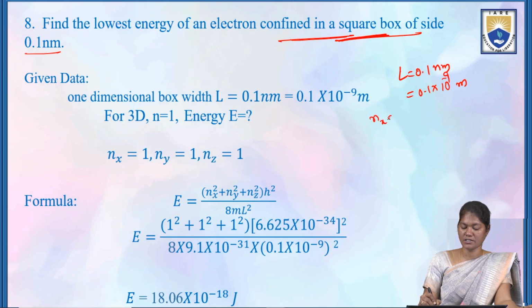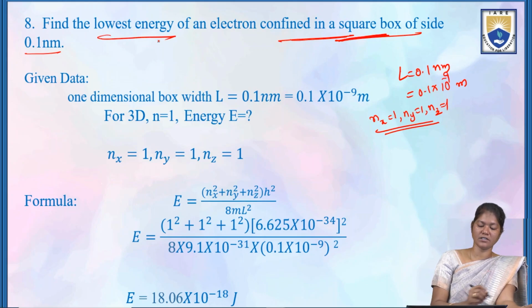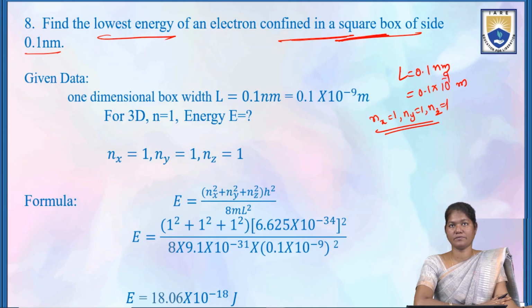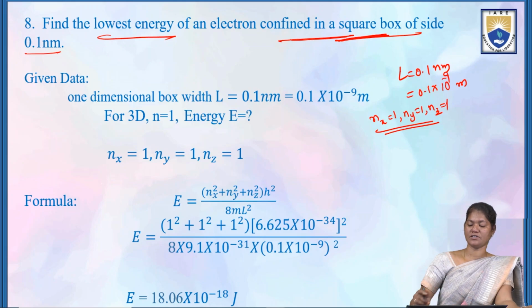So in three dimensions, nx is equal to 1, ny is equal to 1, nz is equal to 1. Why am I taking nx equal to 1, ny equal to 1, nz equal to 1? Because we are going to find the lowest energy. The lowest energy occurs when n equals 1, because n equal to 0 does not exist. So for three dimensions, nx is equal to 1, ny is equal to 1, nz is equal to 1.